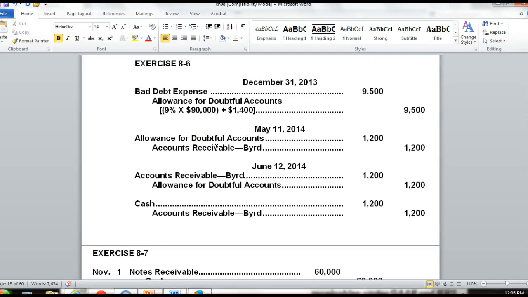Then we determined Beard's account was bad. We are going to clear out his account, write it off. So we debit our allowance for doubtful accounts of $1,200. We credit the accounts receivable for Beard of $1,200. Then he pays it. So we need to reinstate his accounts receivable as a debit for $1,200, credit back our allowance for doubtful accounts of $1,200, and then receive the cash as an increase in cash for $1,200, and then zero out his accounts receivable or credit that for $1,200.